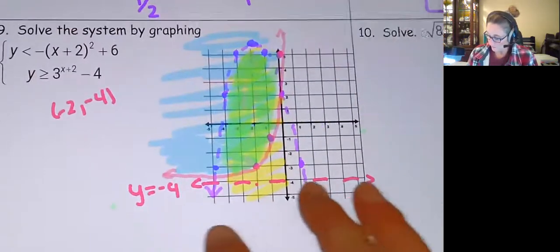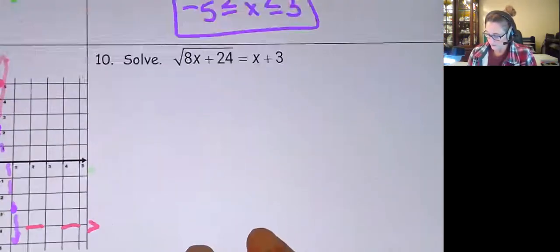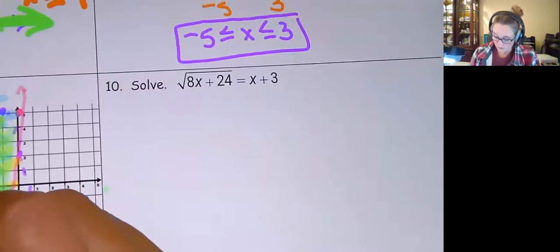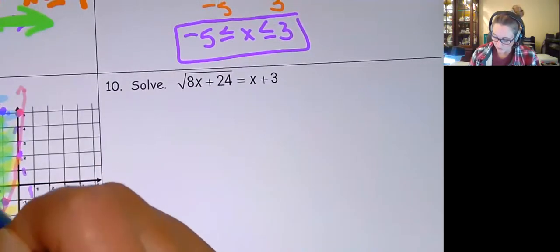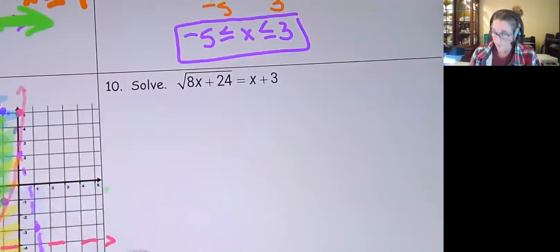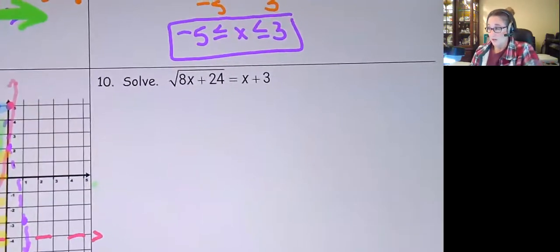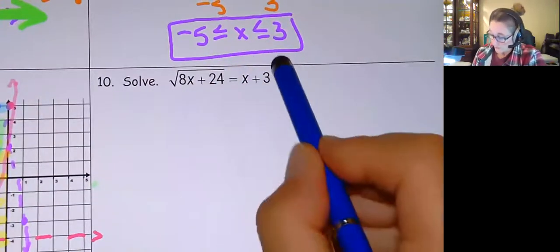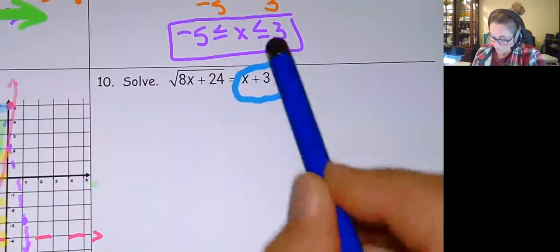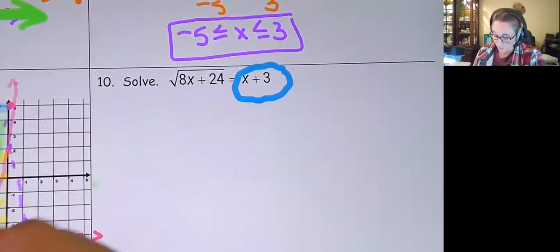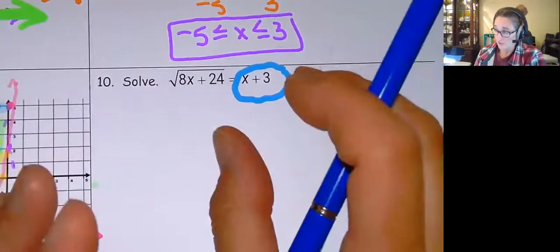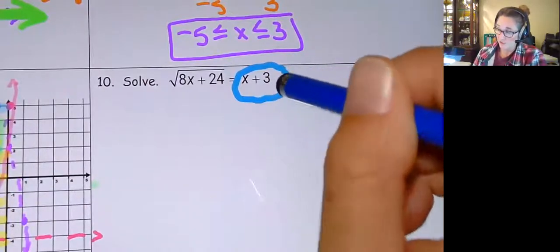And last one. Okay, this is a square root equation. Again, this is review from a past chapter. We want to get our square root by itself. Remember, the principal root is always going to equal a positive. So once I get my answer, I want to make sure that this is a positive.